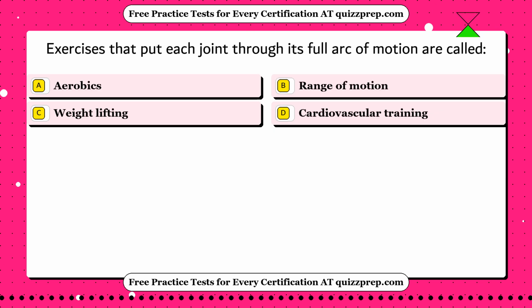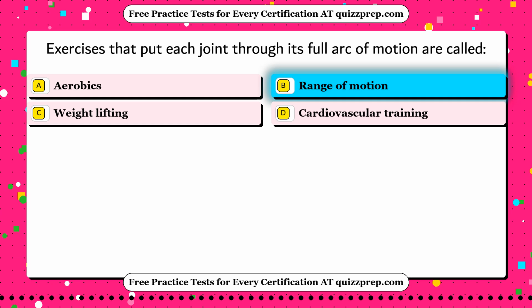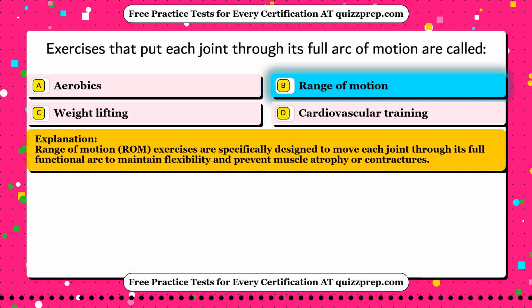Question 31. Exercises that put each joint through its full arc of motion are called: Option A, aerobics. Option B, range of motion. Option C, weightlifting. Option D, cardiovascular training. The correct answer is option B, range of motion. Range of motion, ROM, exercises are specifically designed to move each joint through its full functional arc to maintain flexibility and prevent muscle atrophy or contractures.